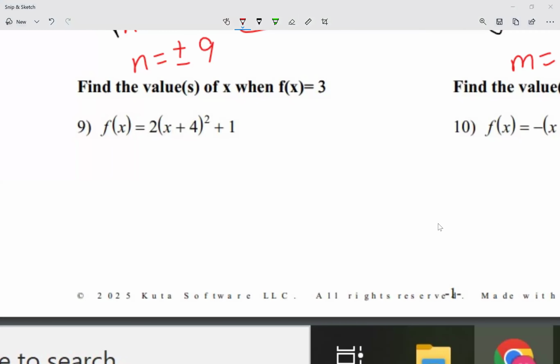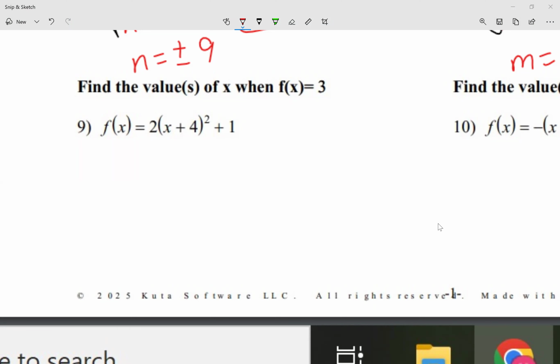Okay, for today's work, we're going to be working questions 9 through 12. So yes, we will have to flip the page. I'm going to start with question number 9. Find the value or values of x when f of x is equal to 3.